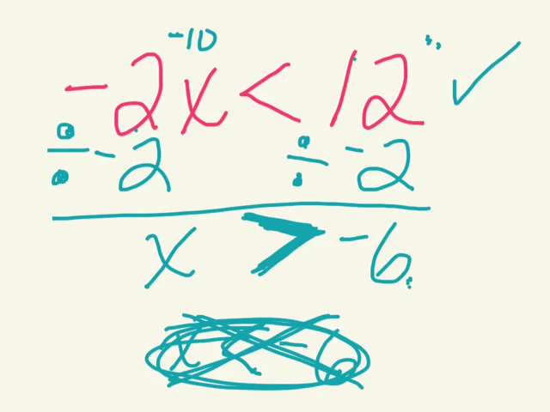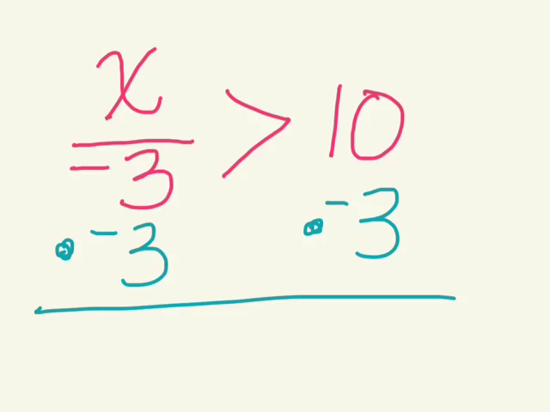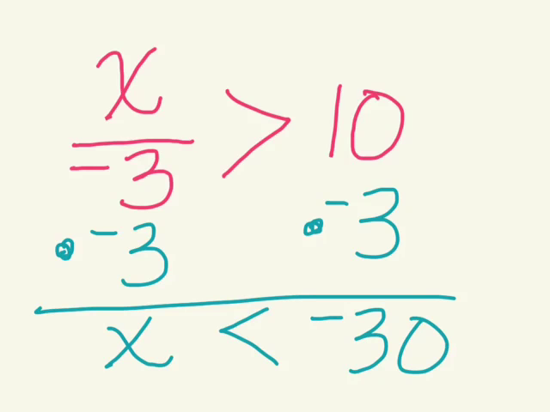Let's try another one. Here we have x divided by negative 3 is greater than 10. So we need to multiply both sides by negative 3. Ding, ding, ding. Multiplying or dividing both sides by a negative should set off that ding, ding, ding alarm bell. Automatically switch your sign. So we get x is less than negative 30. And so all numbers less than negative 30 would make this inequality true.